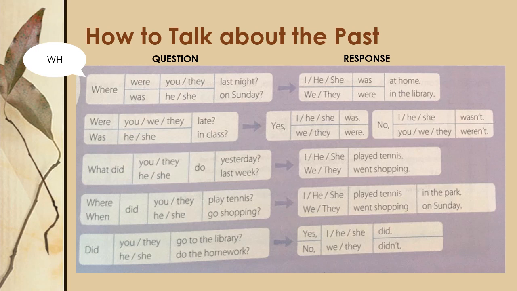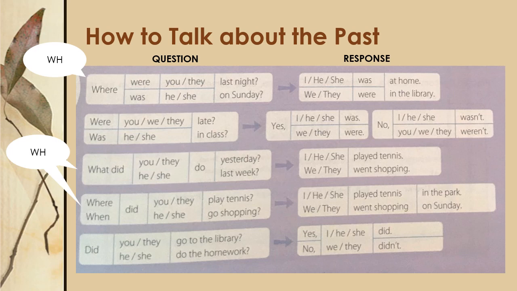Now, when we are doing WH conversations about the past, you must begin your question with the WH question such as where, what, or when, and other WH questions. But when we talk about the past, you will use verbs in the past tense like this. Were for plural and was for singular. So as you can see, was and were.